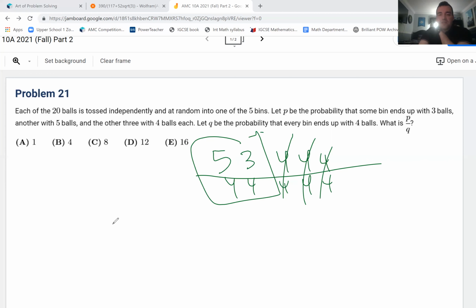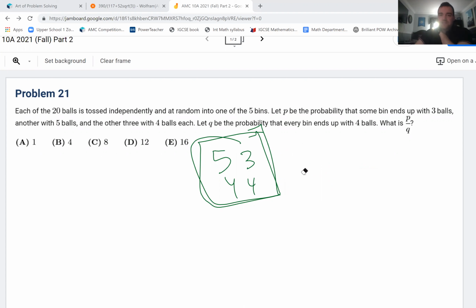So we're really only looking at the different cases, which is a 5 and a 3 versus a 4 and a 4. Now think about it. Assuming that we're given that these situations already occurred, the 4 4 4 and the 4 4 4, that means 12 balls have already been placed, because 4 4 4 adds up to 12. So there's only 8 balls left, and we want the probability that 5 will go into one and 3 will go into the other. How many ways can that happen?